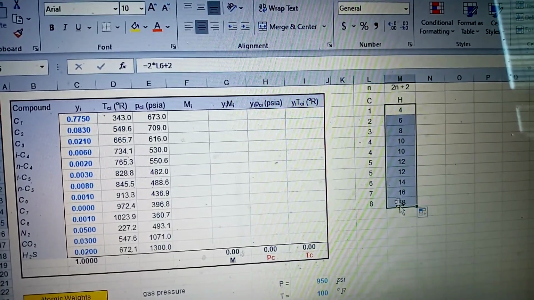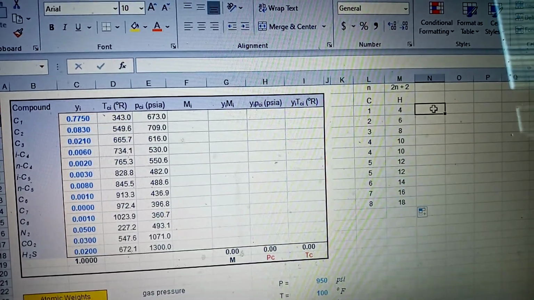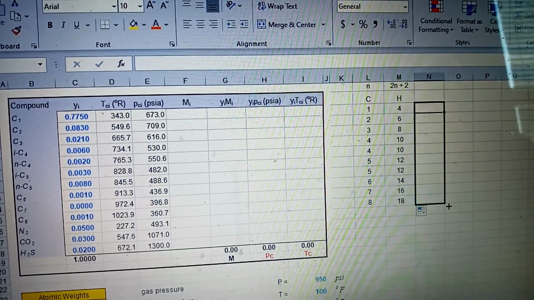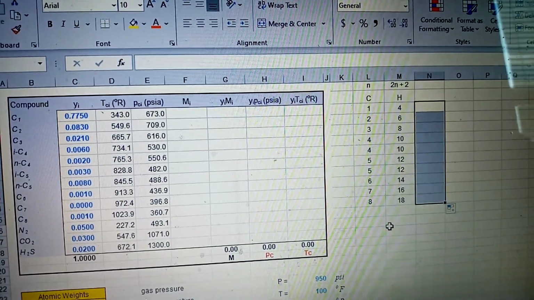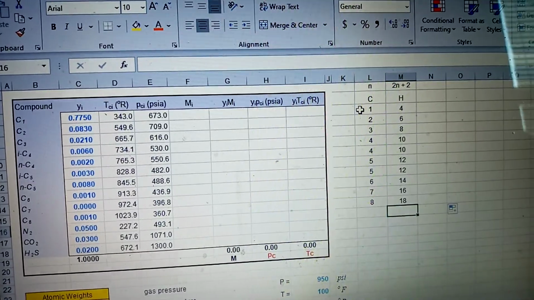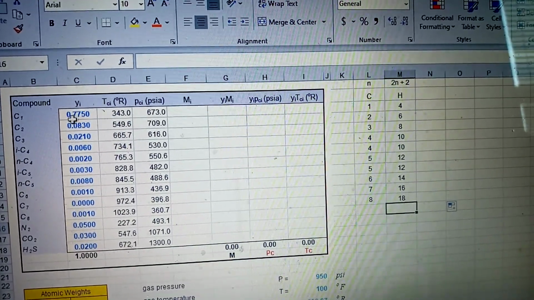If you double click it, it will copy it to all the cells. Or the best thing, if you don't double click, is to grab on and drag it like that. It will do the same thing. Okay. So that's now. We've calculated the number of hydrogen and the number of carbon for each of the hydrocarbons.